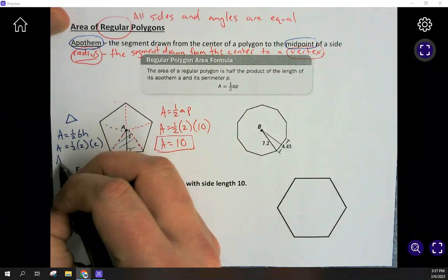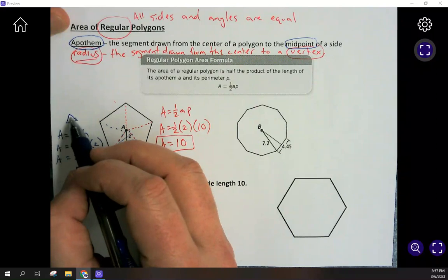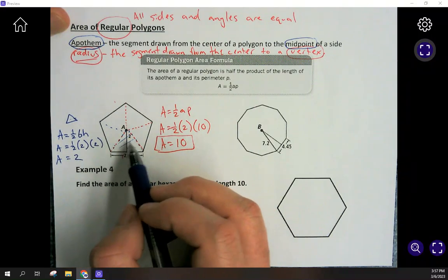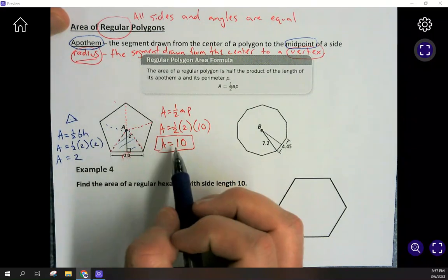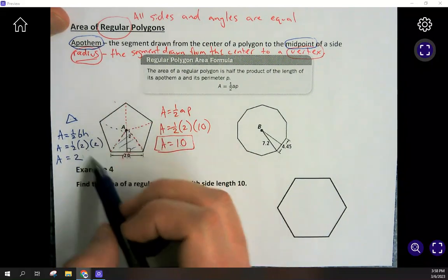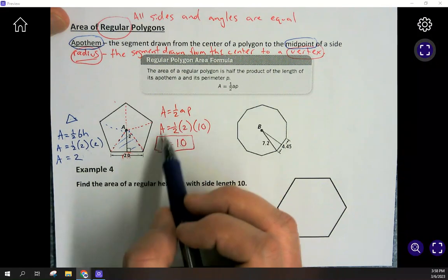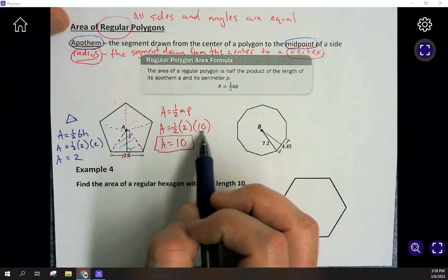2 times 2 is 4. Take half. It's 2. So the area of one triangle is 2, and you would times it by 5 to get the area of the whole shape, which gets us to 10. So that extra multiplying by 5, because we're using this number and this number, we did the multiplying by 5 over here when we calculated the perimeter.